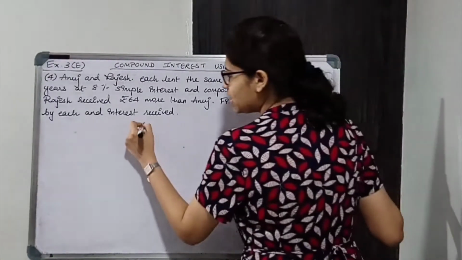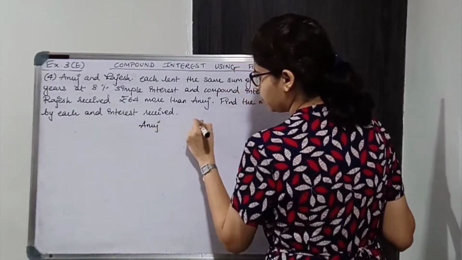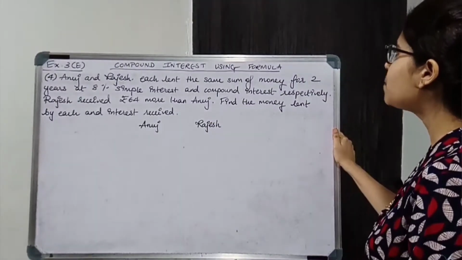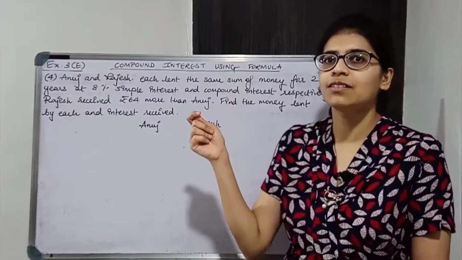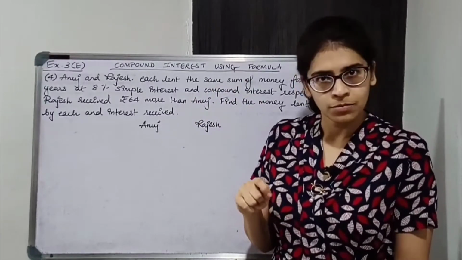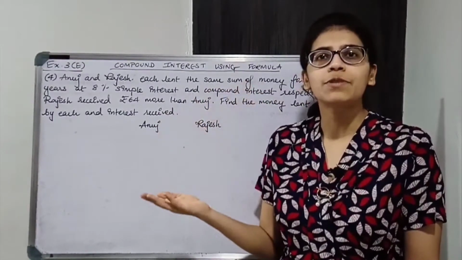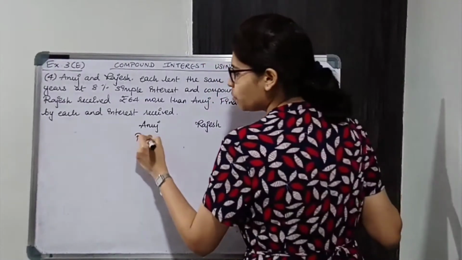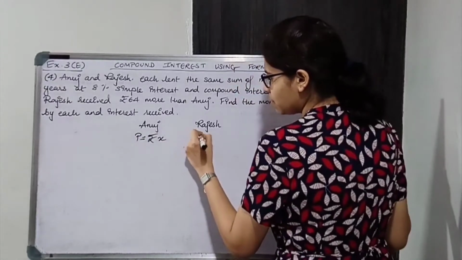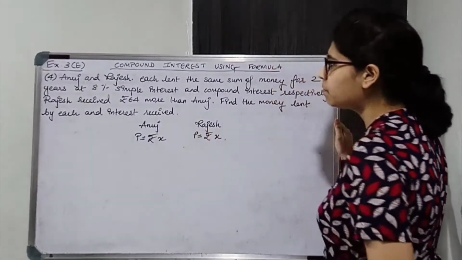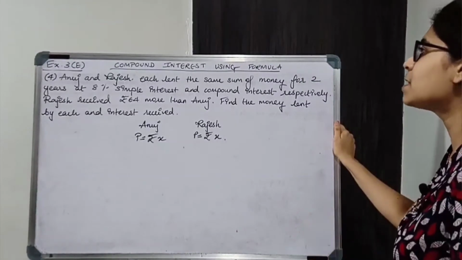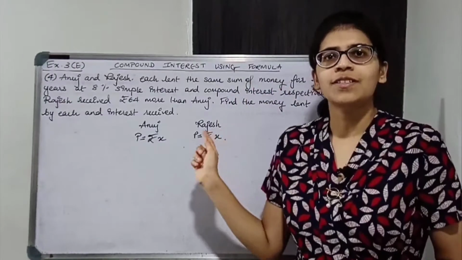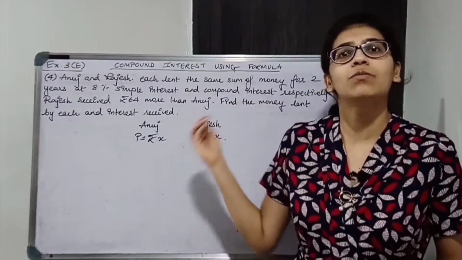Okay, so let's see what all information do we have. Anuj and Rajesh each lend the same sum of money. So both have invested the same sum of money. Sum of money is nothing but principal, so principal is the same in both the cases. Now when we don't know principal, we assume it to be X rupees. For 2 years at 8% simple interest and compound interest respectively. So the number of years and rate of interest is also the same in both the cases.